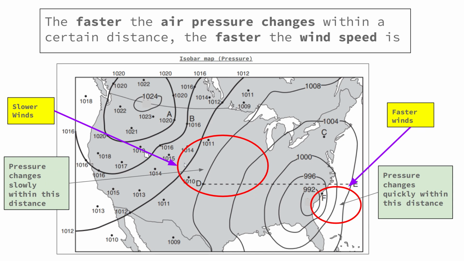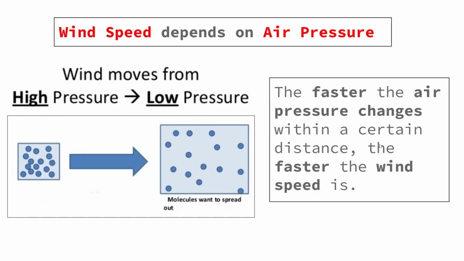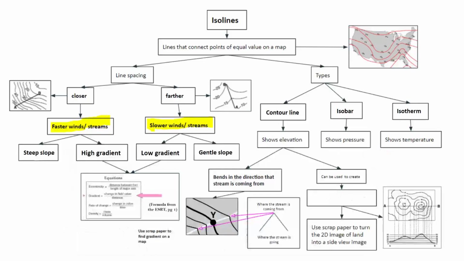So, over here, my air pressure is changing pretty slowly. Remember this map? My air pressure within a certain distance is changing pretty slowly. That means if a wind were going to blow through this area of the map, the winds would move slower because the air pressure is changing so slow. And in this area of my map, my pressure is changing quickly. That means winds would also flow faster there because my air pressure is changing faster. The faster the air pressure changes, the faster my wind speed is.